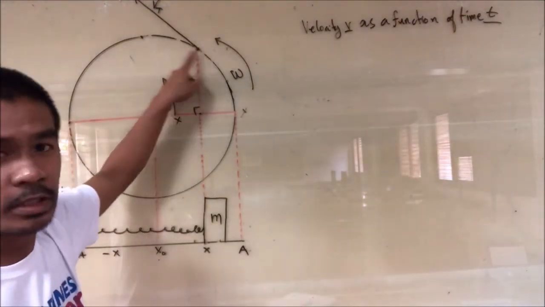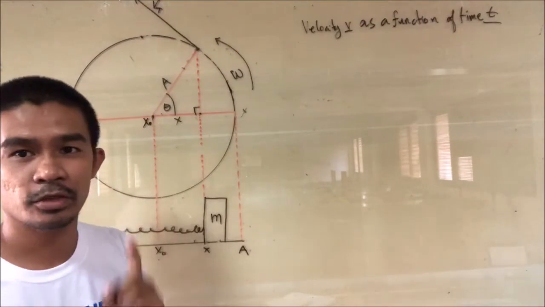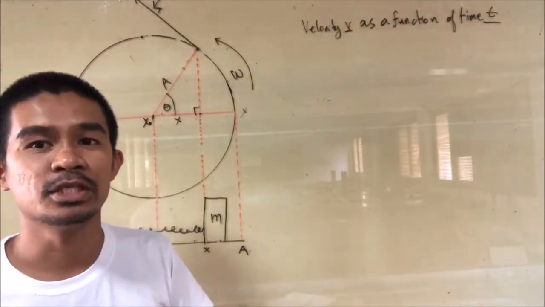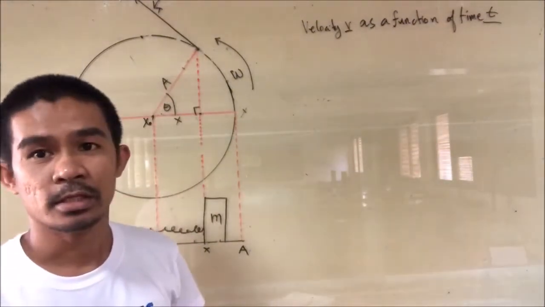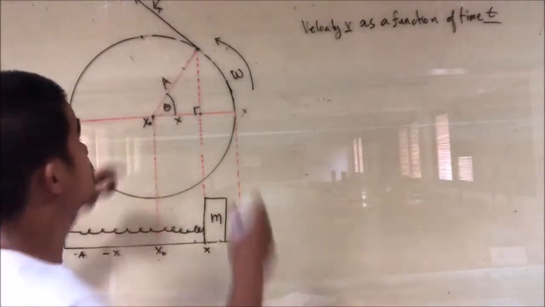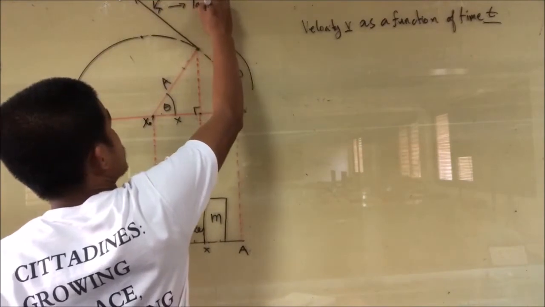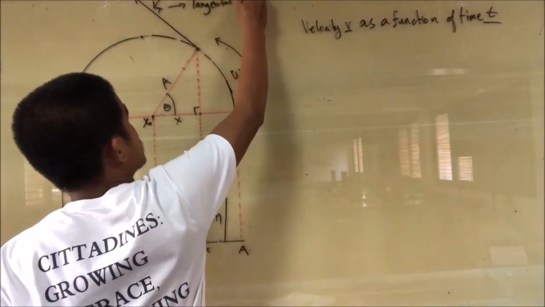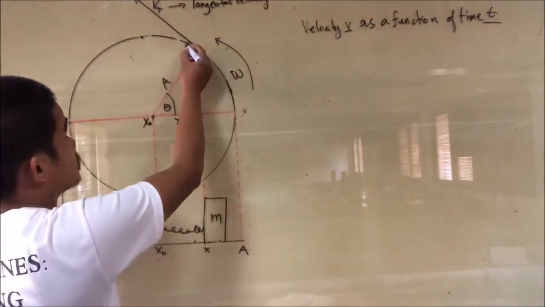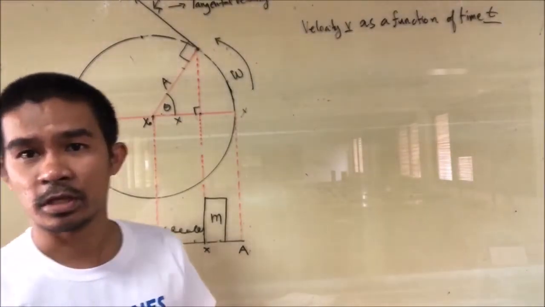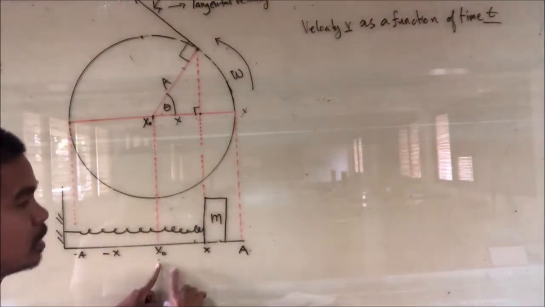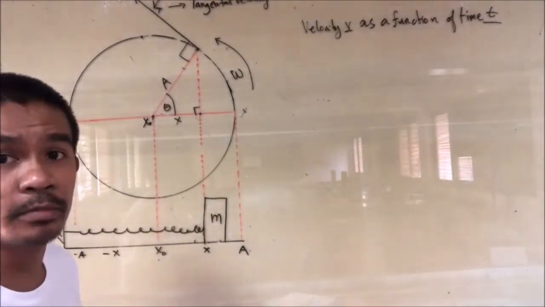Again, since this object is moving around the circle in uniform circular motion, it has a constant speed, but the velocity is changing at every point of the circular path. So we have what we call the tangential speed, v sub t, or tangential velocity. Tangential velocity is always perpendicular to the radius of the circular path, and the radius of the circular path is equivalent to the amplitude of an object in simple harmonic motion.